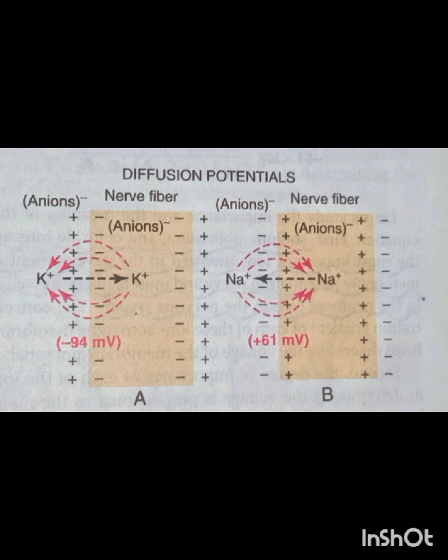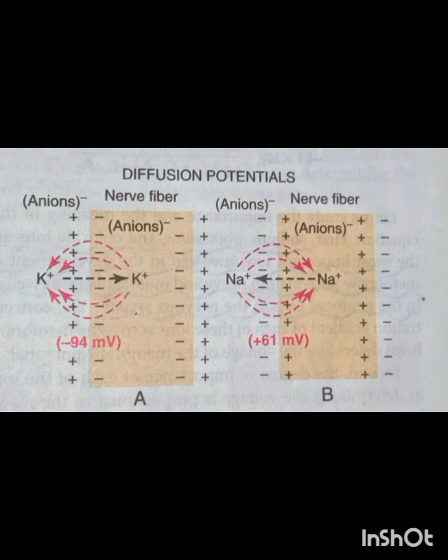Outside there is electropositivity and inside the membrane there is electronegativity, because the negative anions that remain behind do not diffuse outward with potassium, since we assume that the membrane is only permeable to potassium ions. So inside the membrane there is electronegativity, whereas outside, because of diffusion of potassium ions, electropositivity develops.